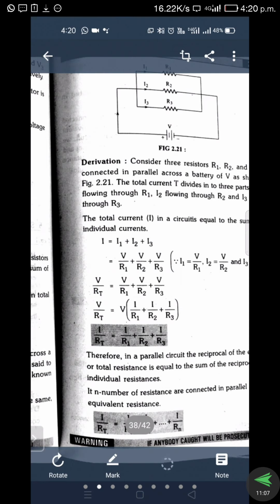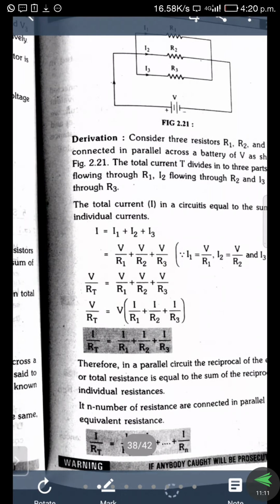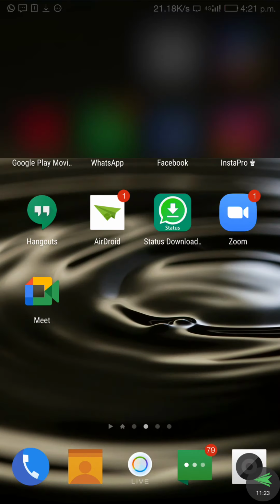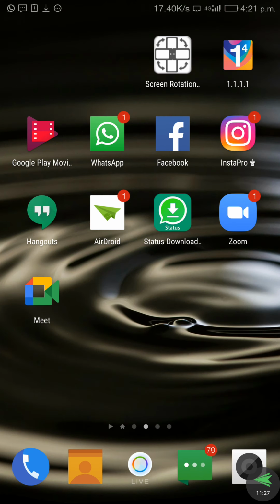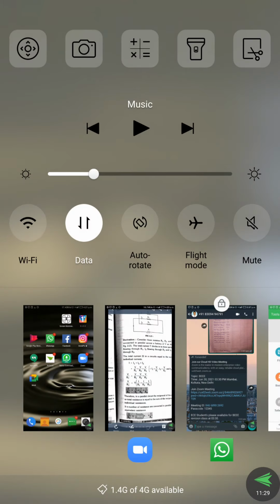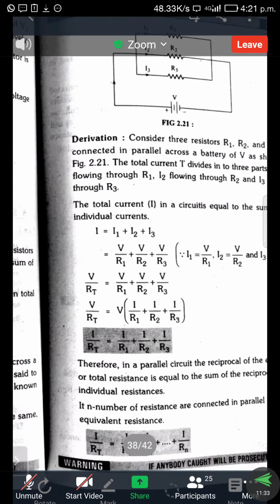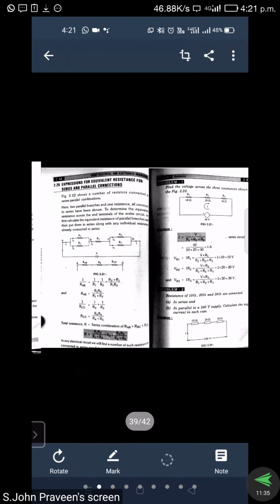You need to remember some important points. In series connection, current is the same and voltage is divided. In parallel connection, voltage is the same and current is divided. You need to remember these two concepts, as they are very helpful while doing the calculation. What is the formula here? 1 by R total is equal to 1 by R1 plus 1 by R2 plus 1 by R3 up to 1 by Rn. This is the formula for parallel connection.